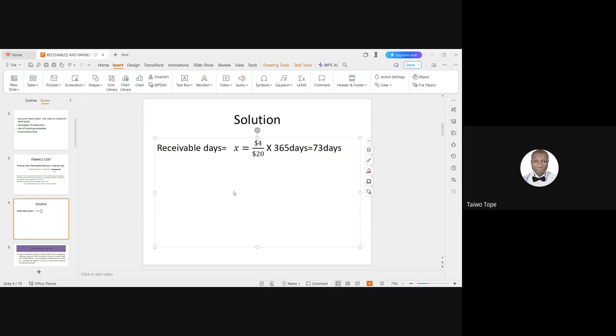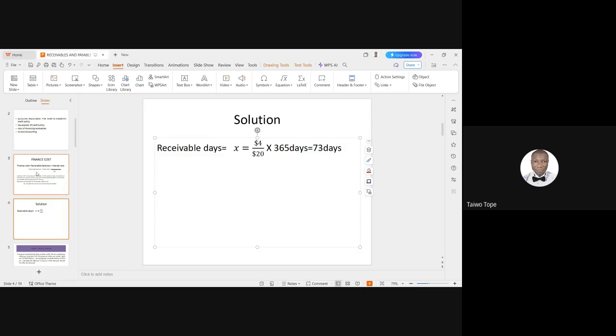The number of days will be 73 days. Now, the main question I want us to solve is the issue of the cost of financing. What will be the cost of financing the receivable? 4 million. The cost of financing the receivable.